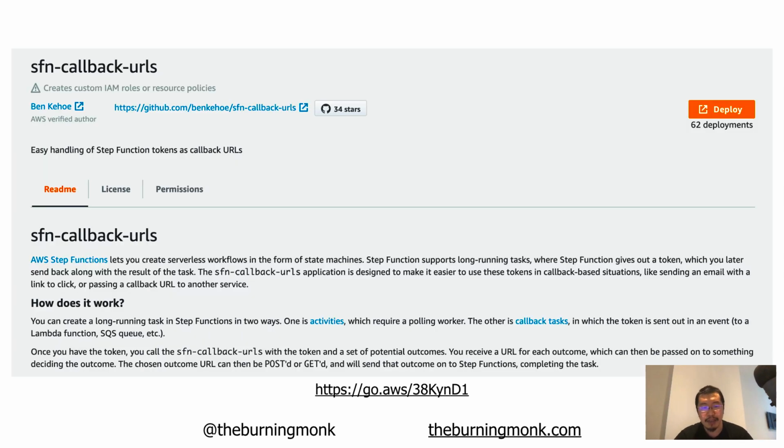And if that's your use case, then check out this application from the Serverless Application Repository from Ben Cahill, which basically wraps this HTTP API for you so you can deploy it as a single SAR application into your AWS account.